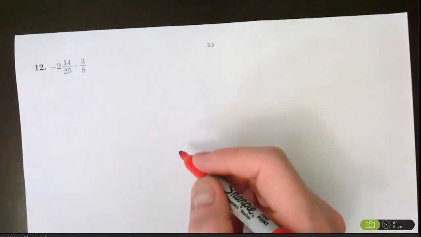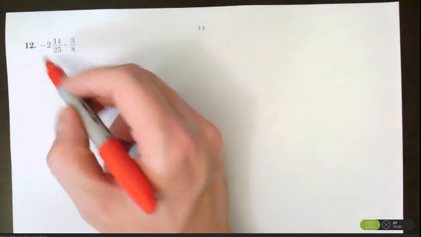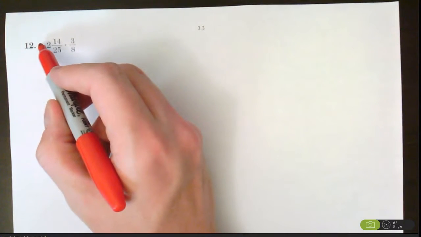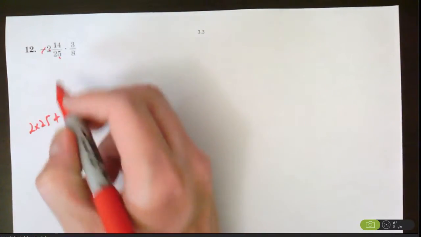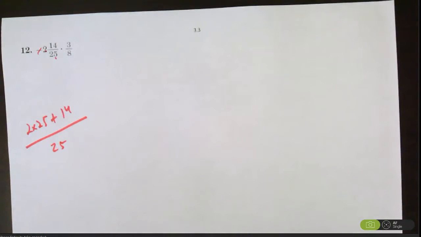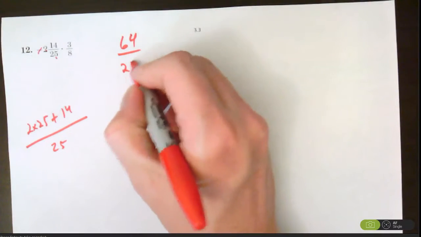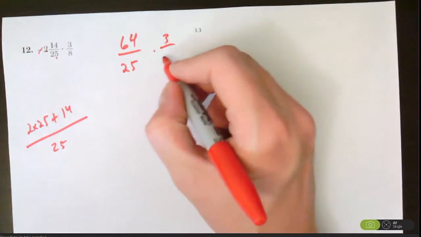Number 12. Good old number 12. We've got negative 2 and 14/15 times 3/8. Now, the key to number 12 is you have to make this an improper fraction. Ignore the negative for a second. To make it an improper fraction is 2 times 25 plus 14 all over 25. So that gives me 50 plus 14, which is 64 over 25 times 3 over 8.